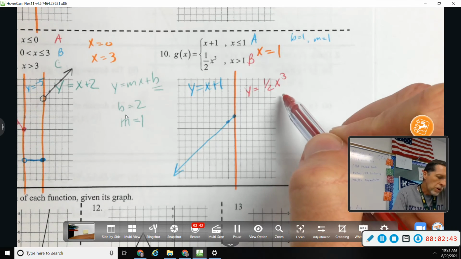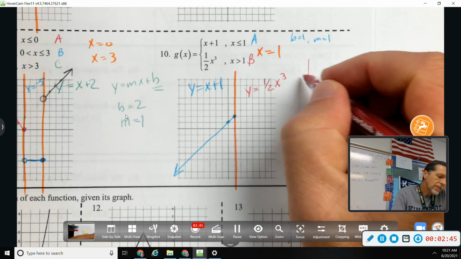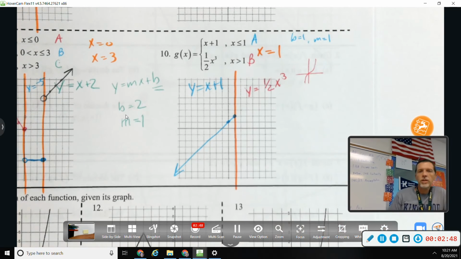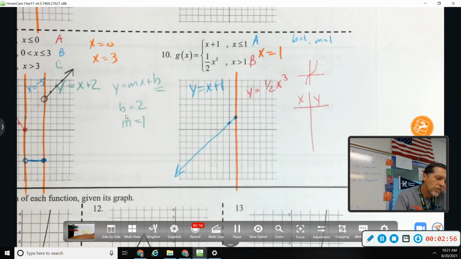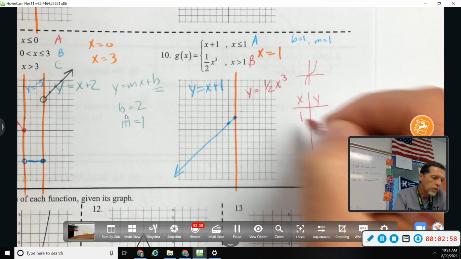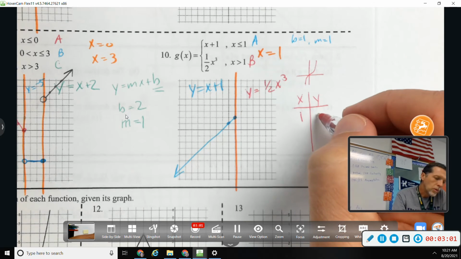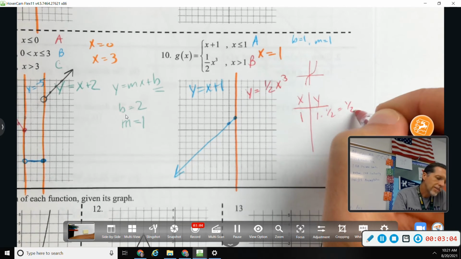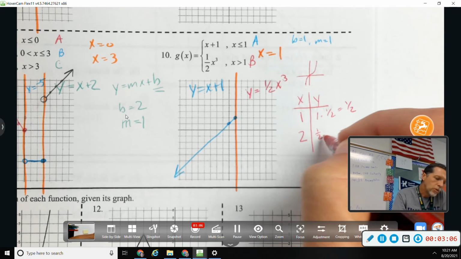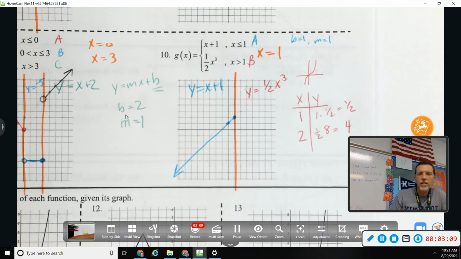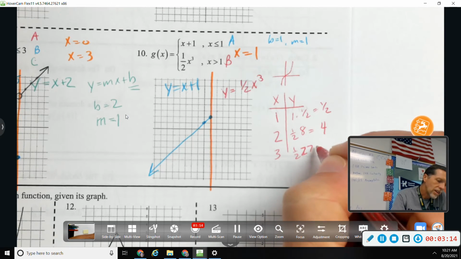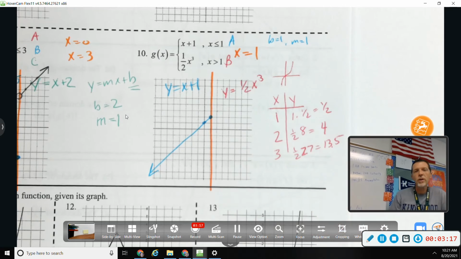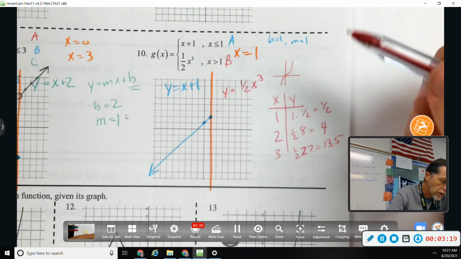When x is bigger than 1, we'll graph 1/2 x cubed. So I know what the cube looks like. I'd squish it by 1/2. I think probably the easiest way to do this one is to just plot some points. So we'll start at 1. 1 cubed is 1 times 1/2 is 1/2. 2 cubed is 8. So half of that's 4. 3 cubed is 27. Half of that's 13.5. That's way off the graph, so we don't have much to go with here.